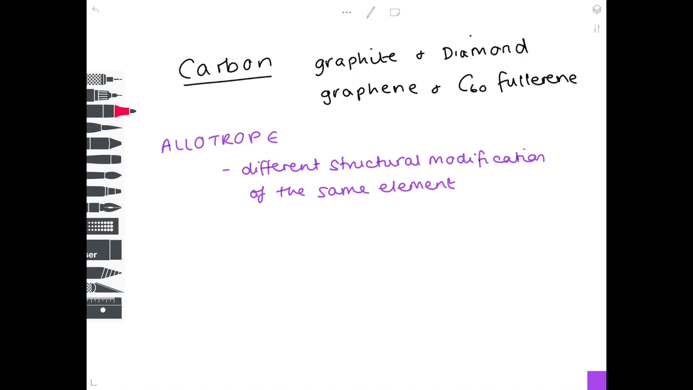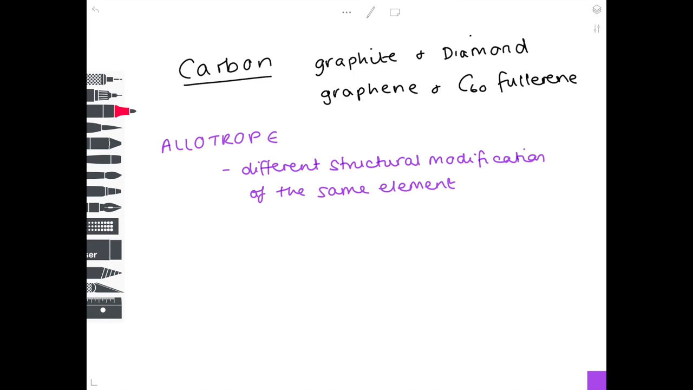Carbon is one of the most interesting elements in the whole of the periodic table. Famously, diamond is used in rings. It's exceptionally expensive. We know it's extremely hard. It's been used as the tips for drill bits for hundreds of years. Graphite, you find that as the lead in your pencil, so it's a drawing material. So it has loads of different forms, and that's really what an allotrope is.